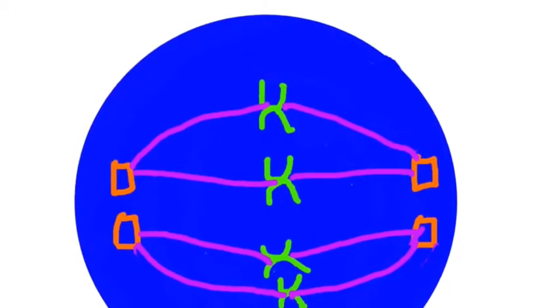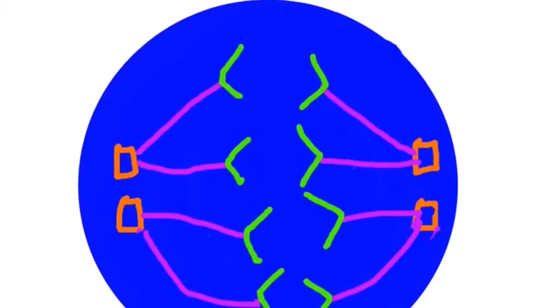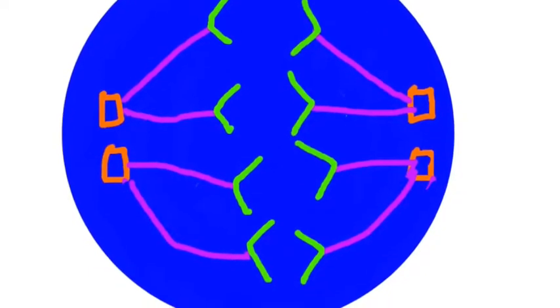Metaphase is the next phase. Metaphase is when chromosomes line up at the equator of the cell. Anaphase is the fourth phase in mitosis. It is when the spindle fibers shorten and chromosomes move to the poles.